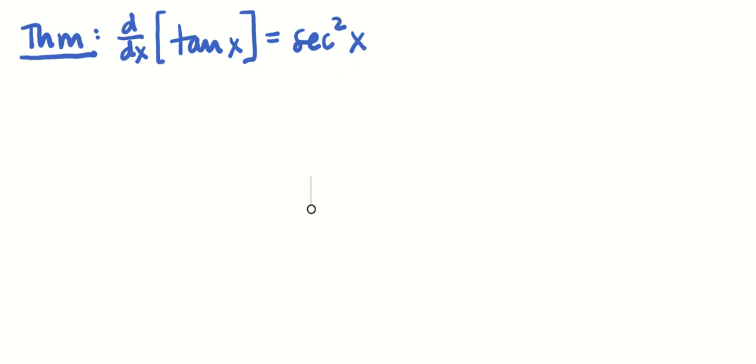Now we've done some quotient rule examples. Let me tell you about some new derivative rules for you. I'm going to tell you about the derivative of tangent x and secant x, and then you'll take the exact same process to find the derivatives of cotangent and cosecant, and I'm going to ask you to do that on the homework.